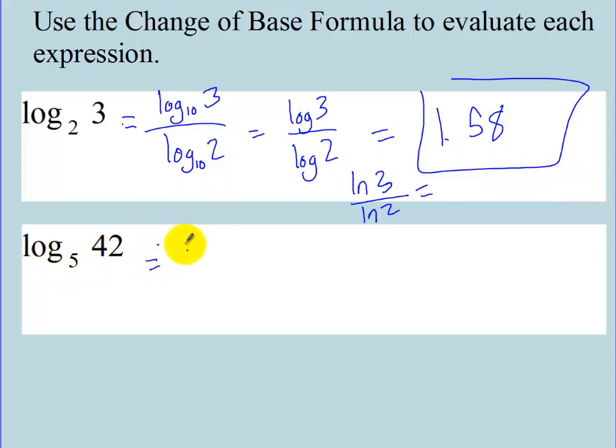I can convert this to the log of 42, because log base 10, over log of 5. And if you plug that in the calculator, you're going to get log of 42 divided by log of 5, and you should get about 2.32. So that should be your answers. You will need a calculator to make this work.